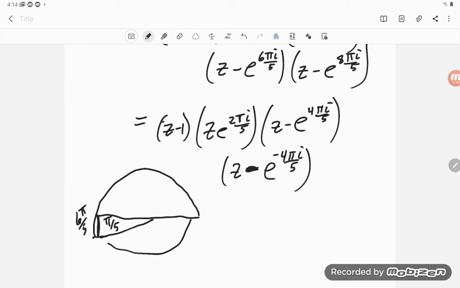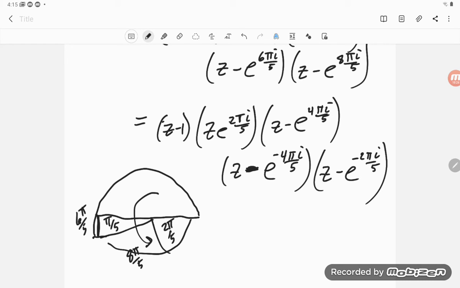And similarly, when I do 8π, that gets me way over here, so this gets me to the 8π over 5, which leaves 2π over 5 in there, and so that's (z minus e to the negative 2πi over 5). So if I want to use principal arguments, I would write it factored this way.